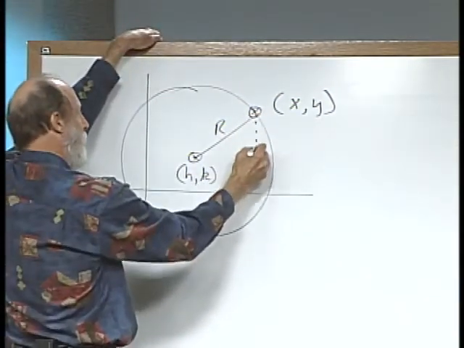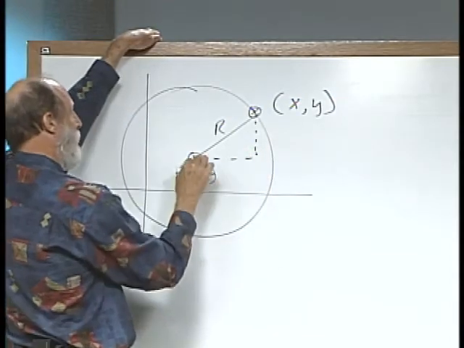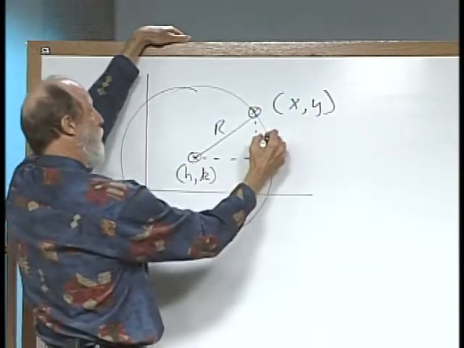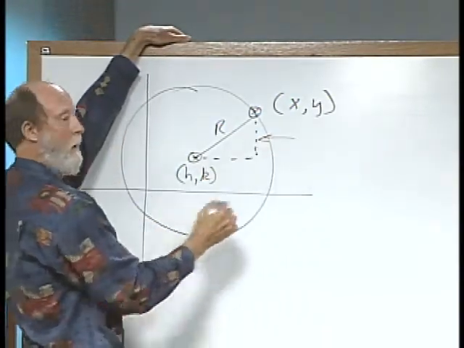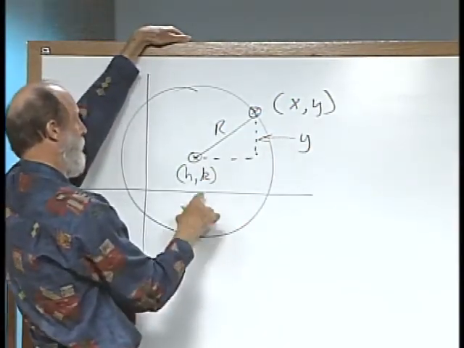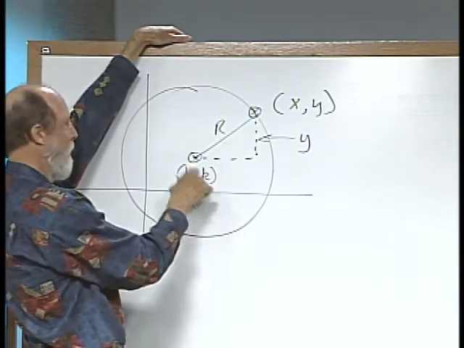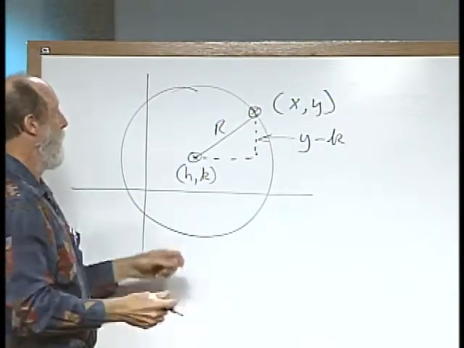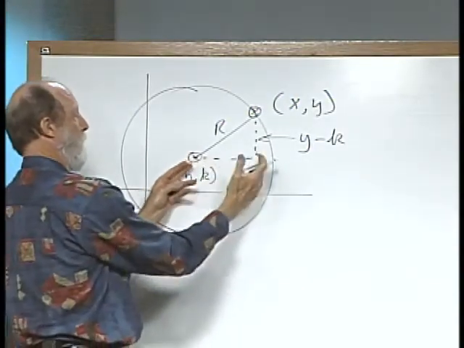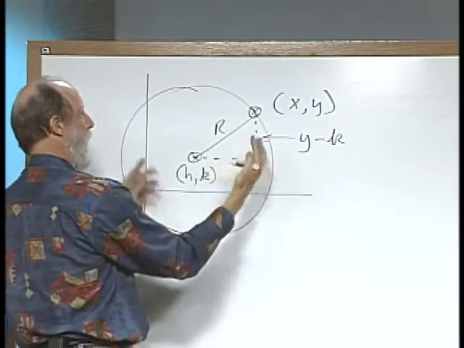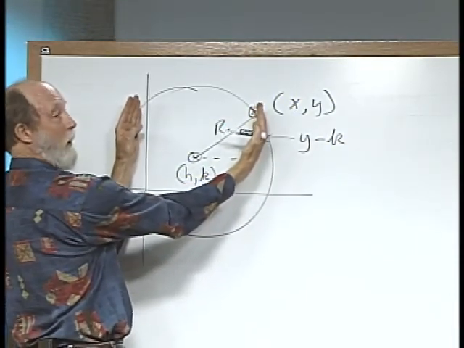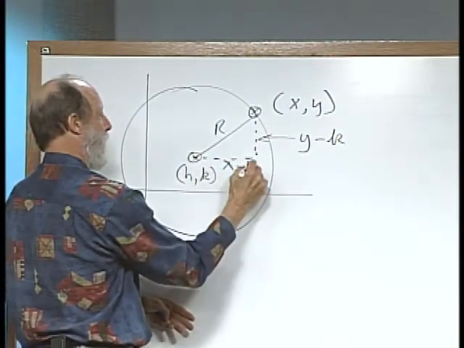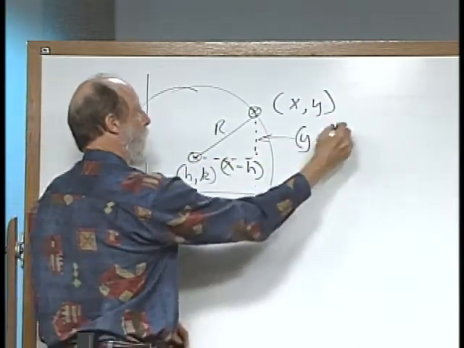So here we sit with a right triangle between the 2 points, the center and the general point on the circle. What's the rise between the points? Y minus K. Y minus K. Okay, what's the run between the 2 points? X minus H. X, here's X, folks. See it? X minus this H. So here we have a rise and a run.